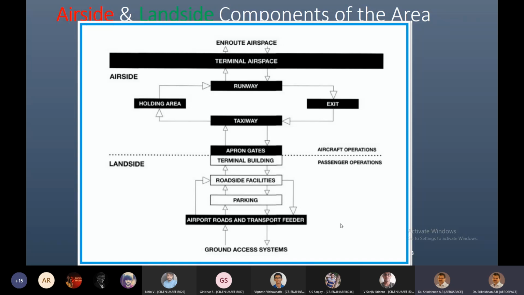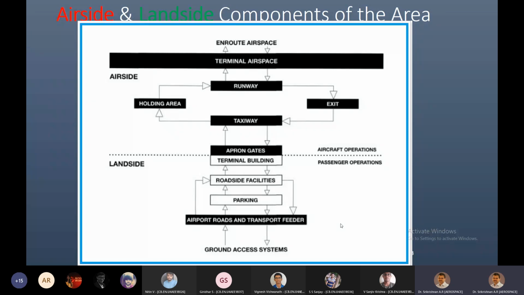So that is the way the passengers come from various parts to the airport: the airport roads and transport feeders. Particularly larger airports will have several roads that lead to them, with several divisions and branches. As we go inside, obviously there are the parking area and the roadside facilities, that is, provisions for passengers to get down, taxis to park, and the facility to carry the luggage inside, like the carts. They are all part of the roadside facilities.